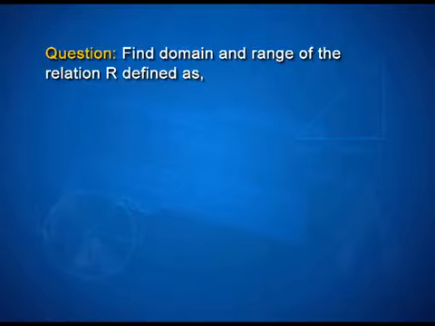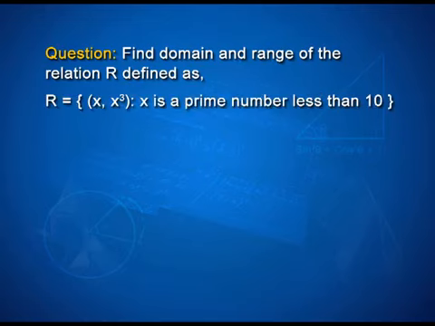So, the definition is what is most important, and to identify whether a given collection is a relation or not, you need it. Here is another problem, domain and range. You have to find the domain and range of the relation R, where R is defined as (x, x cube), such that x is a prime number less than 10.